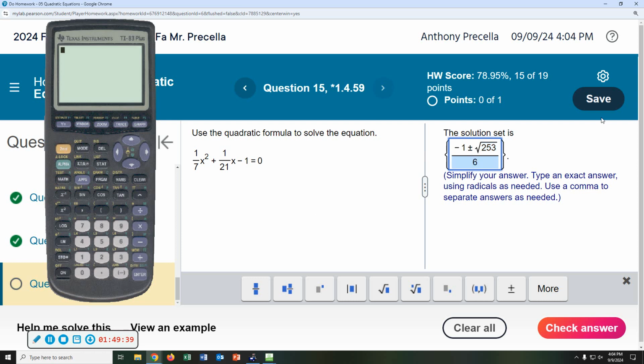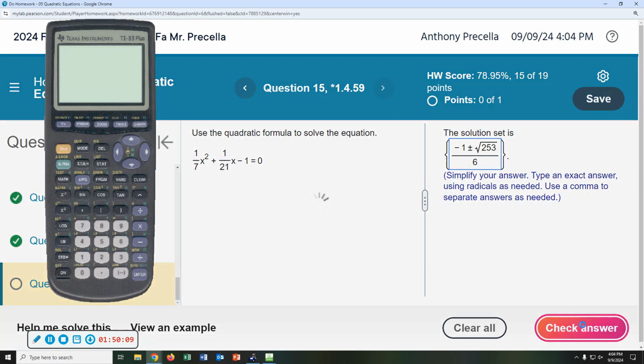Back in the olden days, and I know this is like when people start talking about, oh, you know, I had to walk to school barefooted in the snow and all of this, but it was a big hassle. Negative 1 plus the square root of 253 over 6, comma, negative 1 minus the square root of 253 over 6. Yeah, that was a hassle. That's why it says use a comma to separate answers. Those instructions were written years and years ago, before they had the plus minus button.